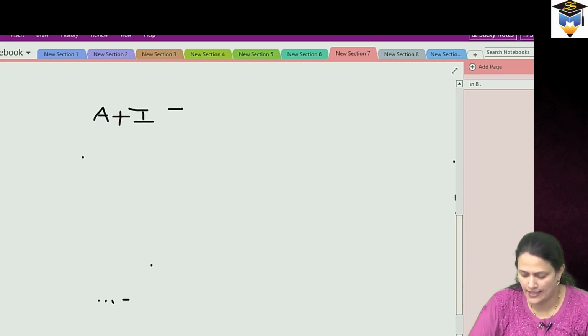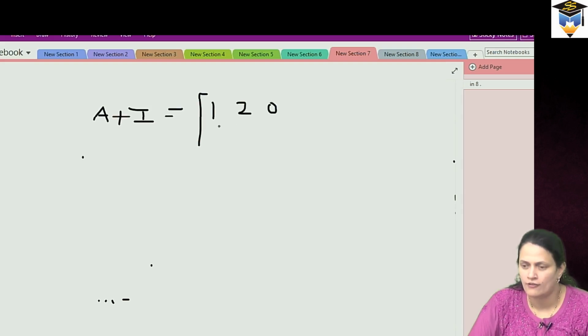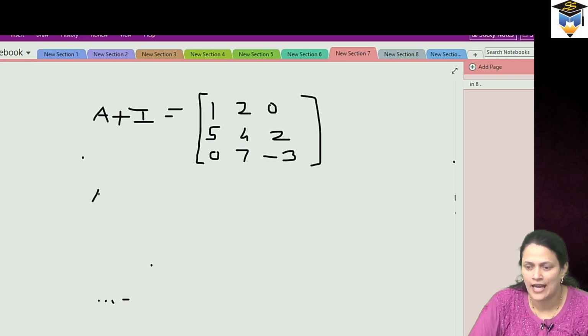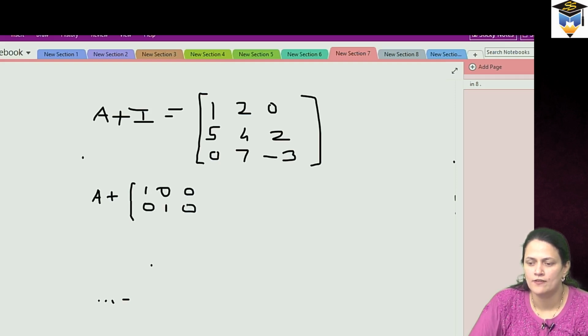A plus I is given to us as 1 2 0, 5 4 2 and 0 7 minus 3. So now from this can you find out A? You know what is I? You know the value of I, right? I is an identity matrix which can be written as 1 0 0, 0 1 0, 0 0 1.